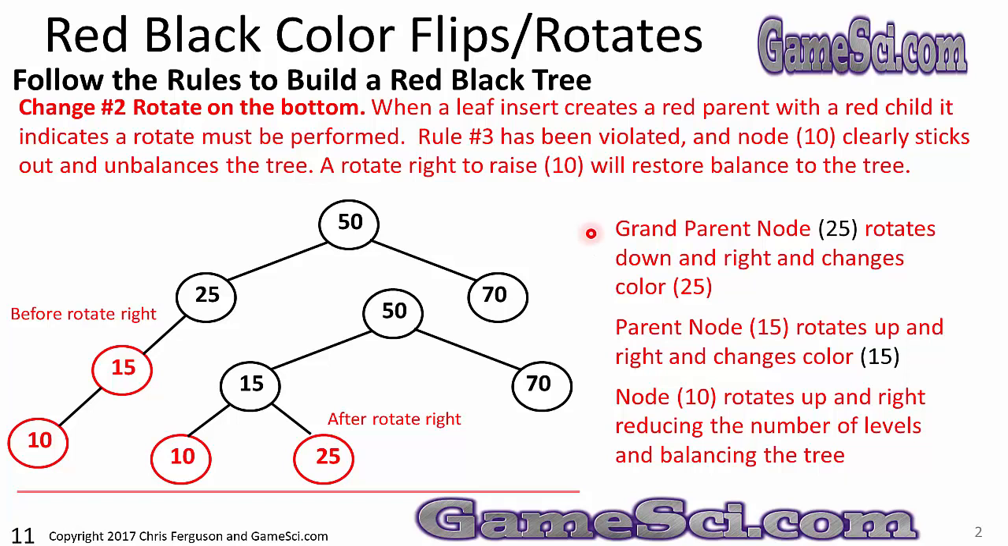The grandparent node of 25 rotates down and right and changes color to red. The parent node 15 rotates up and right and changes color to black. Finally, node 10 rotates up and right, reducing the number of levels of the tree and balancing the tree. Here's what the tree will look like after the rotate. Now we'll step through this rotate one by one so you'll understand it a little bit better. But that's basically what a rotate does. Anything that sticks out, you can rotate it back up into the middle of the tree and rebalance the tree.